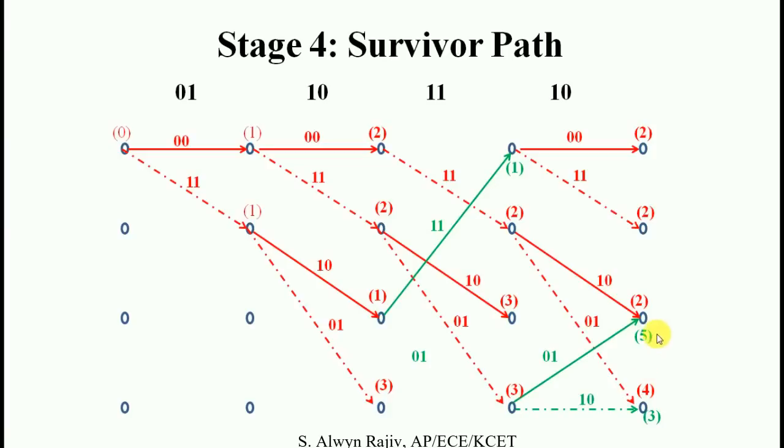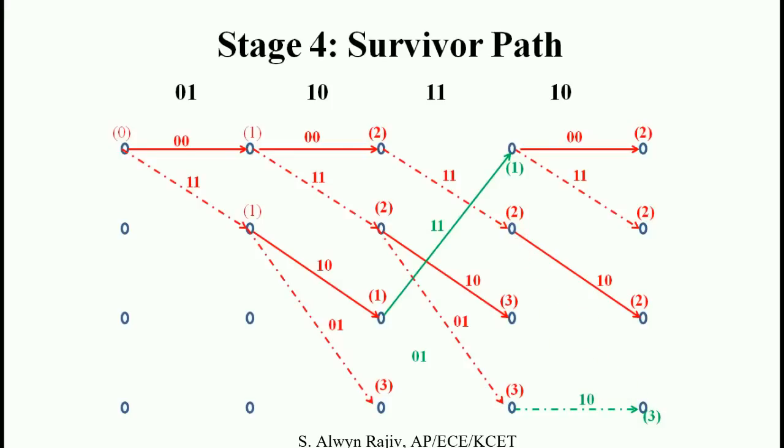Similarly, at this node we have two values. One is a 2, another one is a 5. 5 is the maximum, therefore this value is to be discarded. Here there are two values, one is a 4, another one is a 3. The 4 is the maximum, therefore this path is to be discarded. This is stage 4.